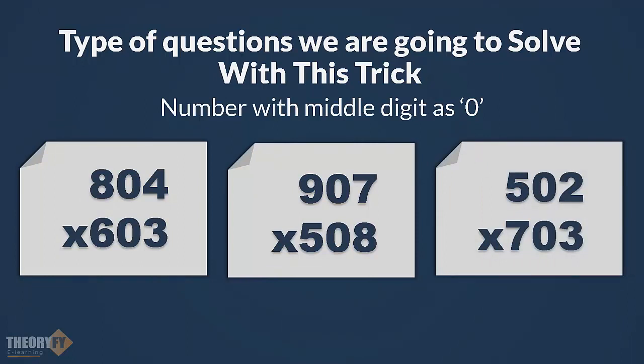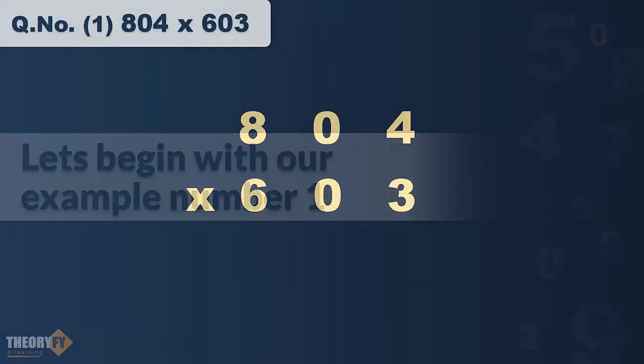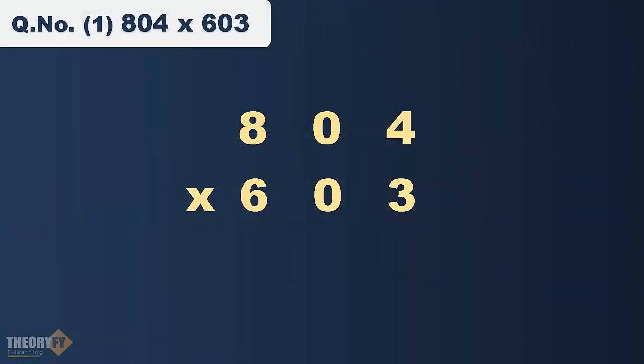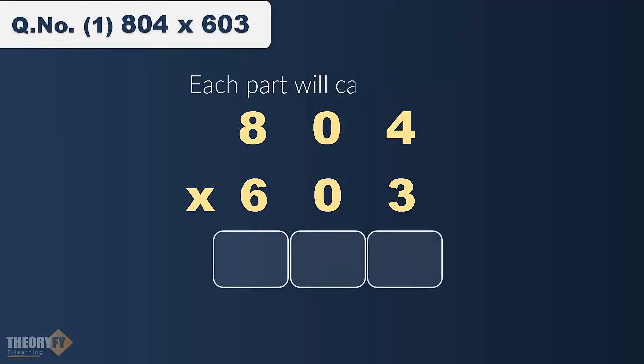So remember this condition, whenever we have a 3-digit multiplication, if zeros are the middle digits in both the numbers, then we can apply this trick. Let's begin with our example number 1. So 804 into 603. So first of all, our answer will come in 3 parts. Now, each part will carry 2 digits, not more than 2 digits, and not even less than 2 digits.